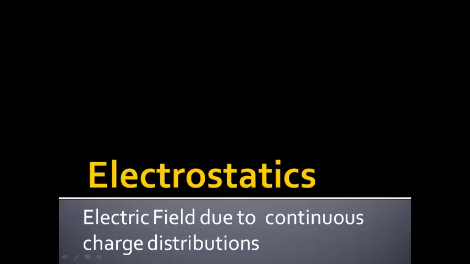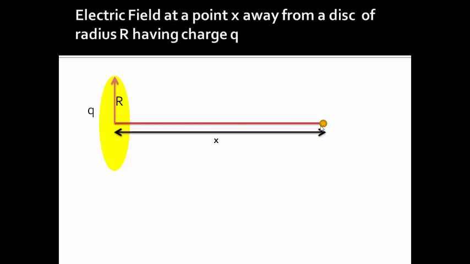In this video of finding electric field due to continuous charge distribution, we shall calculate electric field at a point x away from a disk of radius R having charge q. So consider a disk of radius capital R having charge q uniformly distributed over it, and we shall find electric field at this point situated at a distance x from the center of the disk.